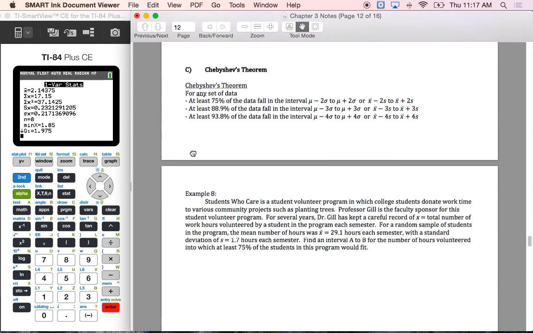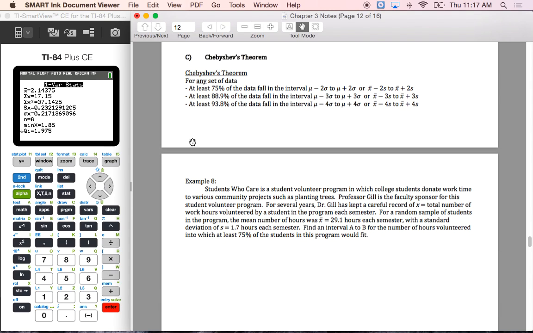The last part of this section is Chebyshev's theorem. And this is going to be a way to say how much data falls between intervals. So if we want at least 75% of the data, we're going to have mean minus 2 times sigma to mean plus 2 times sigma. If it's 88.9%, instead of a 2, it's a 3 for both of those. And then for 93.8, it's going to be 4 for both of those.